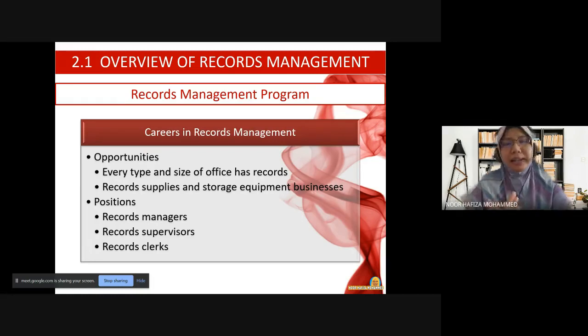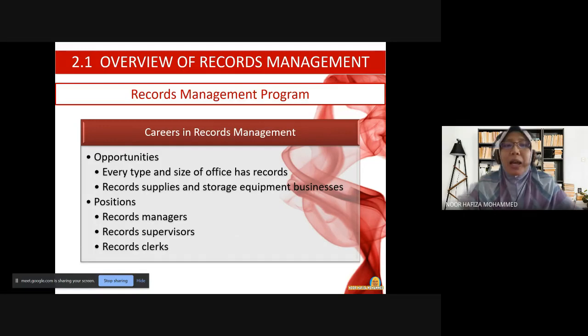Okay, next one. I'm still under the records management program. So, what are the careers in records management? The opportunities are in every type and size of office that has records, whether it is a public organization or a private organization, profit or non-profit organization. Each of these organizations needs to have their own records.